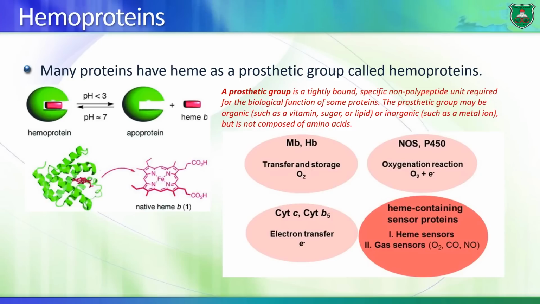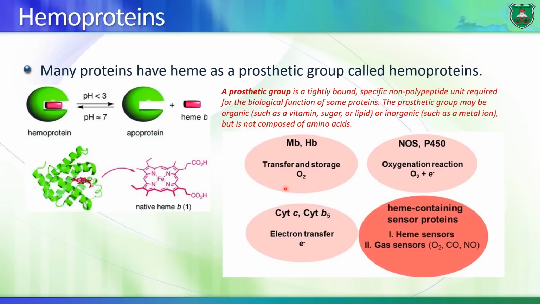If you remember, we talked about proteins having non-protein groups attached to them. And these proteins are known as holoproteins. If we remove this non-protein group, then it is known as an apoprotein. Hemoproteins are holoproteins because they have a non-protein group, which is a heme, attached to them. Okay? And hemoproteins belong to a large class of proteins with different functions.